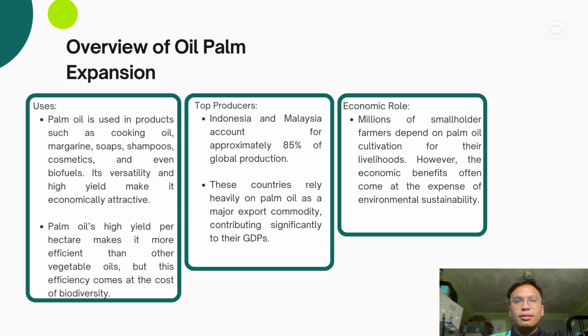Palm oil's high yield per hectare makes it more efficient than other vegetable oils, but this efficiency comes at the cost of biodiversity. The top producers of oil palm are Indonesia and Malaysia. These countries rely heavily on palm oil as a major export commodity, contributing significantly to their GDPs. Millions of smallholder farmers depend on palm oil cultivation for their livelihoods. However, the economic benefits often come at the expense of environmental sustainability.